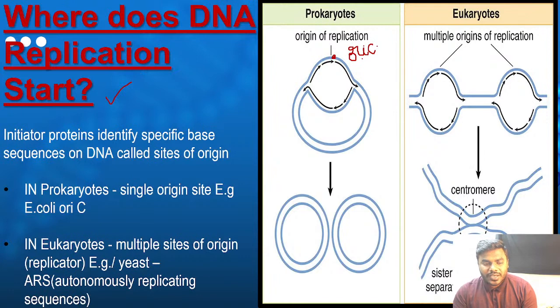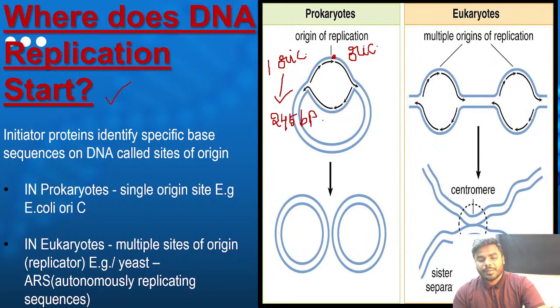And what are the unique statements all of you have to remember, friends? In a prokaryotic organism, there is only one ORC. Please listen, because prokaryotic organisms like bacteria are very simple organisms. They are not at all complex. So how many base pairs do they contain? It contains just one ORC, and it consists of 245 base pairs.